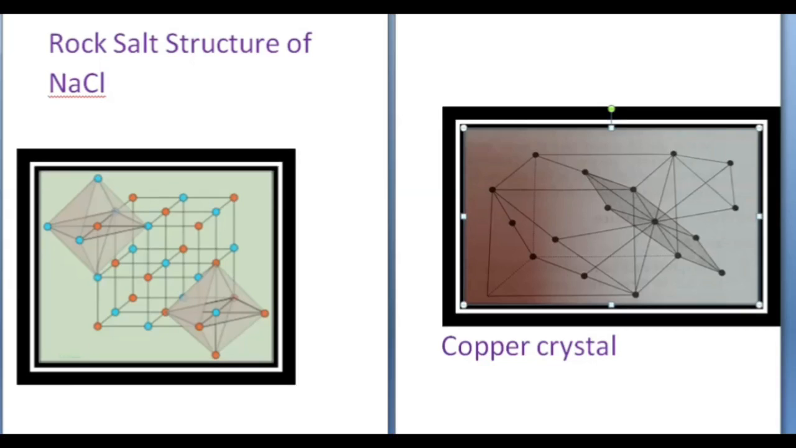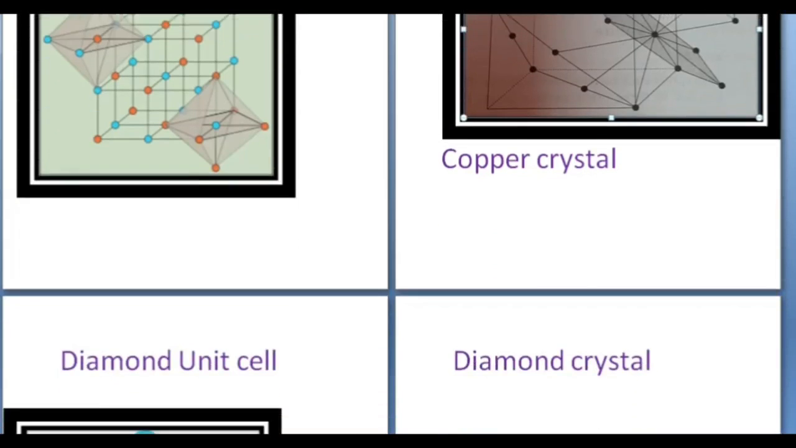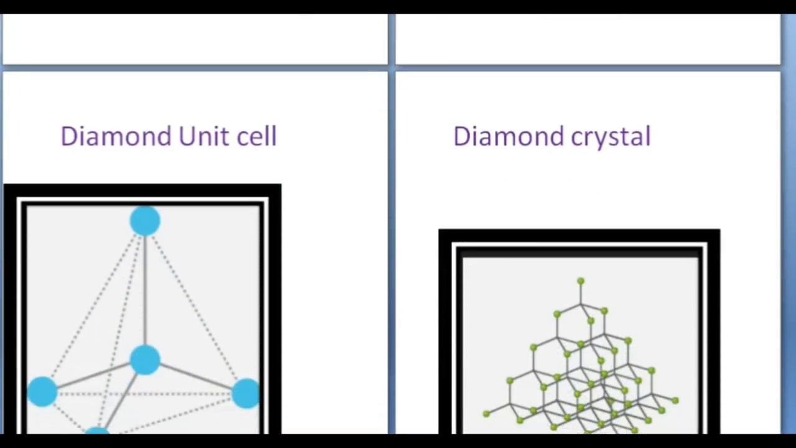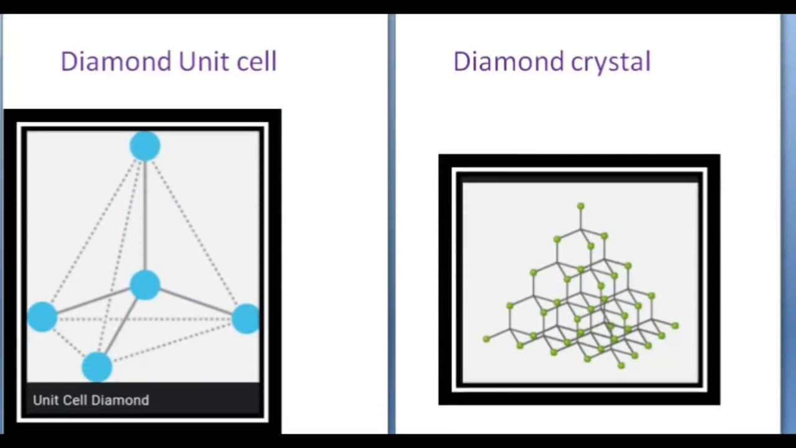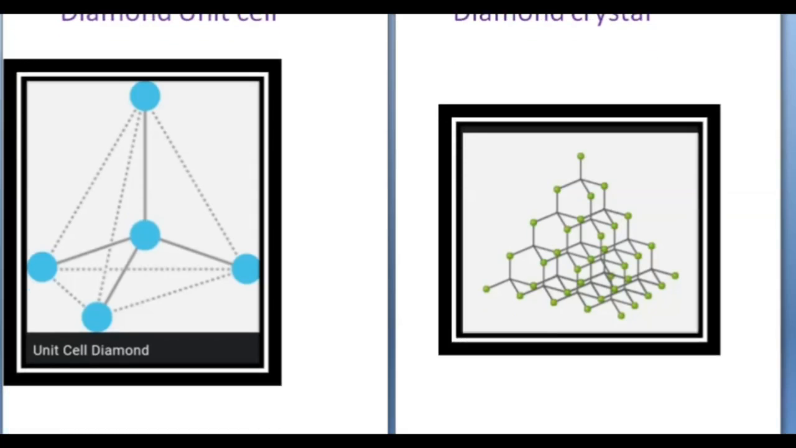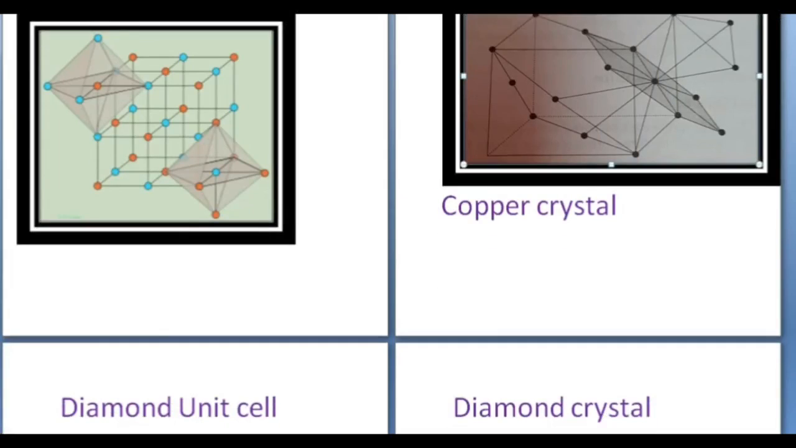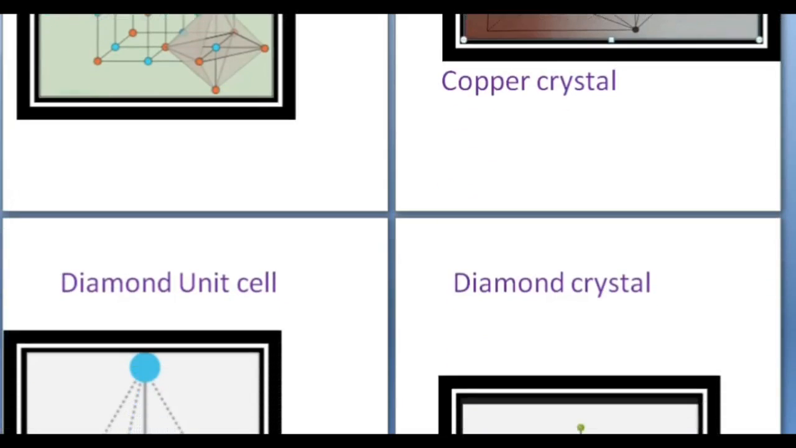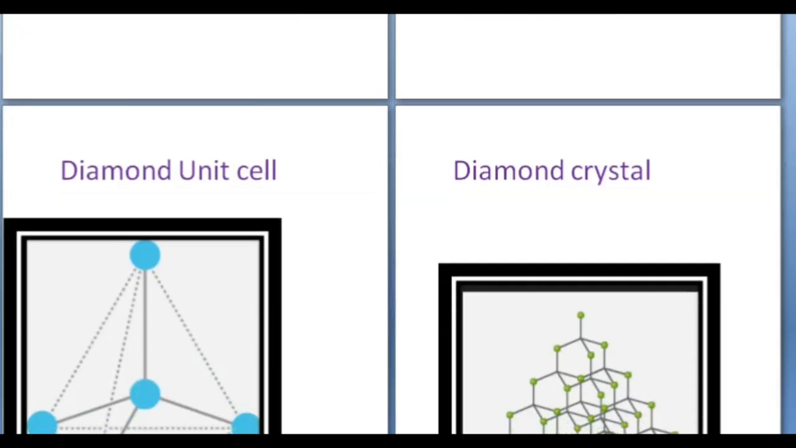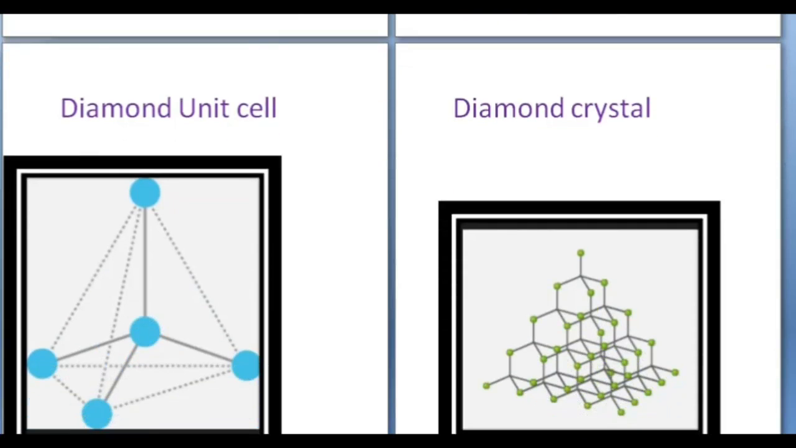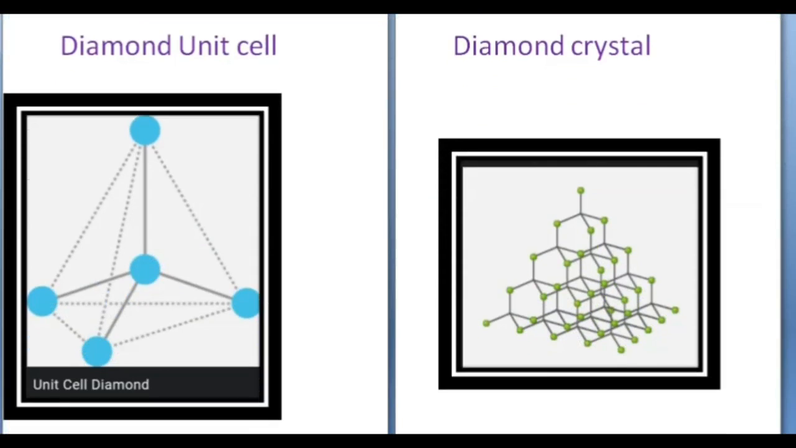Now the third type of crystal is covalent crystal, and in covalent crystal we have to study about diamond and graphite. Two crystals we will be studying. First, let us start with diamond, which is a covalent crystal. I have already told you about the differences between ionic, metallic and covalent crystal in my previous videos. You can refer to it.